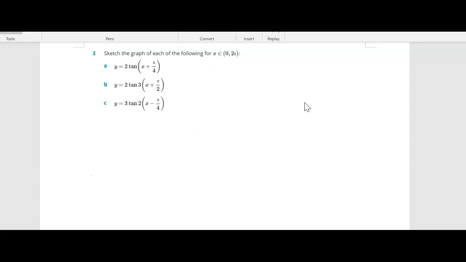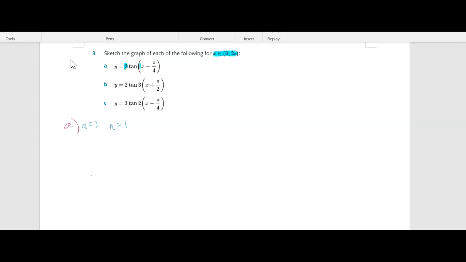In question 3, we've got: sketch the graph of each of the following for x is an element of 0 to 2 pi. So we're not actually including 0 and 2 pi, and that's important. With question A, we've got to identify the value of A, and the value of n is your coefficient of x. So the value of A is 2, and the value of n is 1.